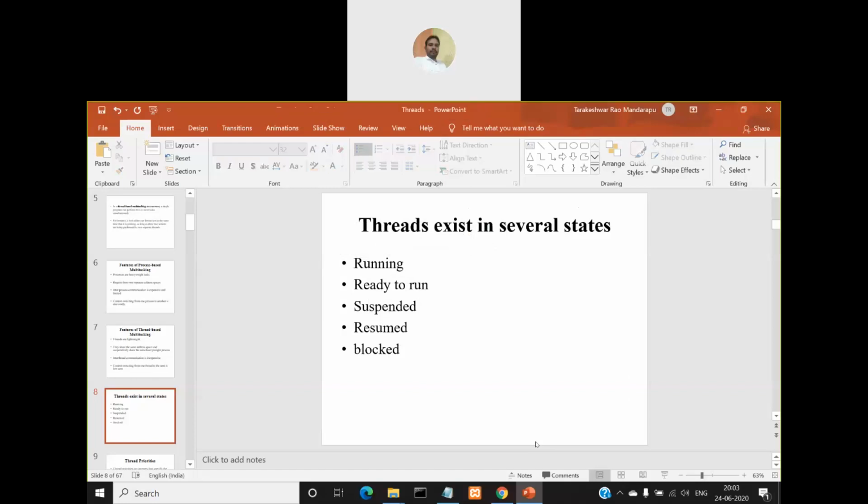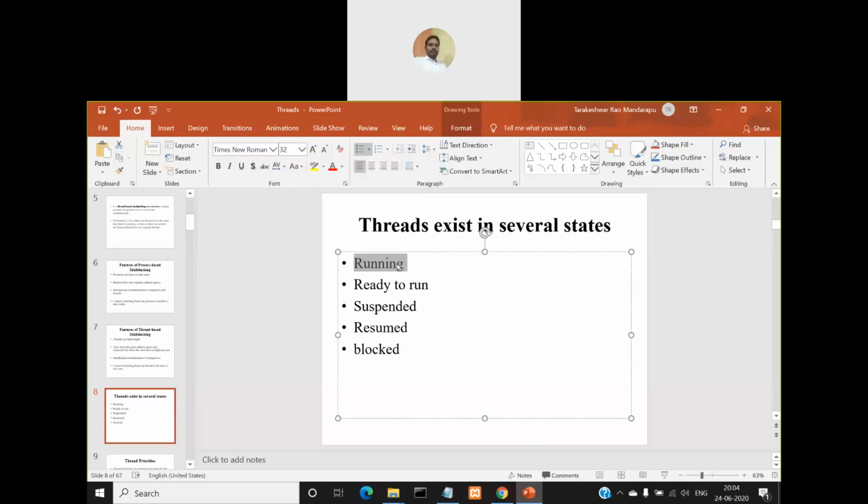So, what do you mean by these states? Once the thread is created, it may not be utilizing the CPU time or any other resources for its execution. If it is given a chance to execute, then it will be ready for execution. When it is in such a state, we say the thread is in a ready to run state. And once it is given a chance to execute, then we say it is in a running state.